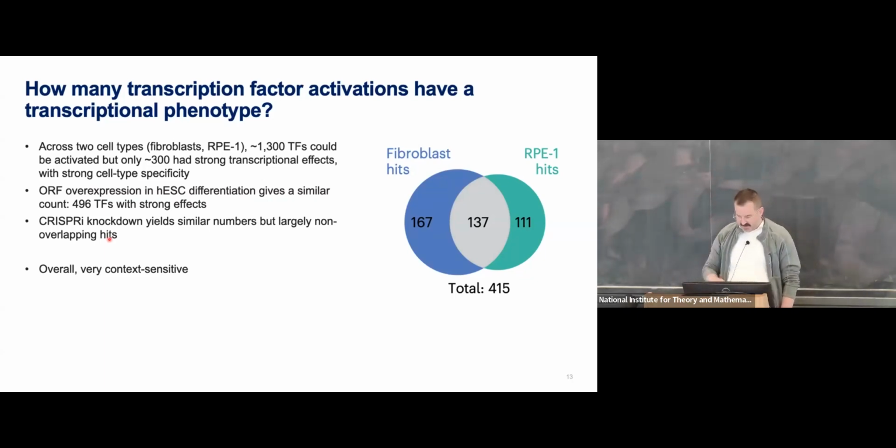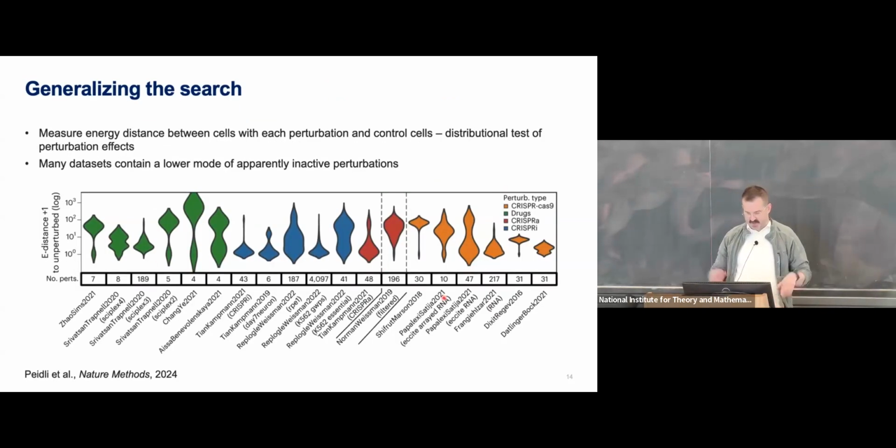So we have this issue that, when we do these perturbations in an unbiased way, it's unclear which ones actually do something. And this can be extended. This is a nice paper from Chris Sanders' lab where they did this energy distance-based test on many perturbations across many large perturbation experiments. And you see across the board, there's this lower mode of guides. This is the strength of the phenotype, and you see these lower modes of perturbations that aren't doing anything detectable. So it's not just our experiments.